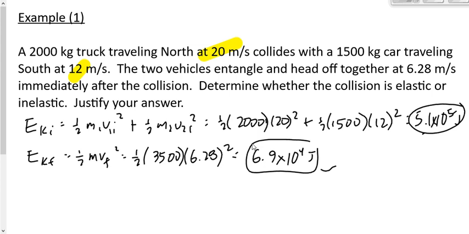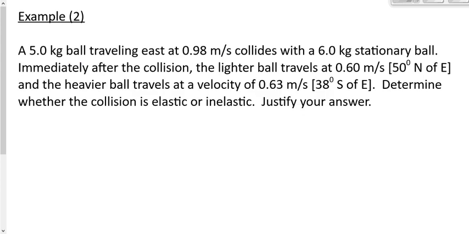All right, let's do one more. Then we'll wrap it up for the day here. This one says a 5 kilogram ball traveling east collides with a 6 kilogram stationary ball. Immediately afterwards, the lighter one goes off at 0.6 at 50 degrees, and the heavier one goes off at 0.63 at 38 degrees, elastic or inelastic.